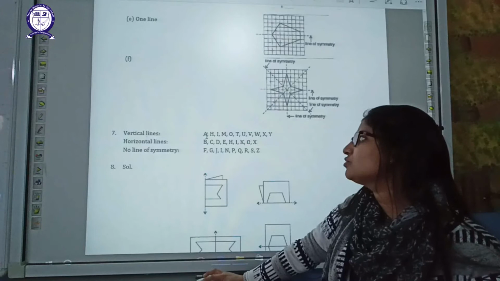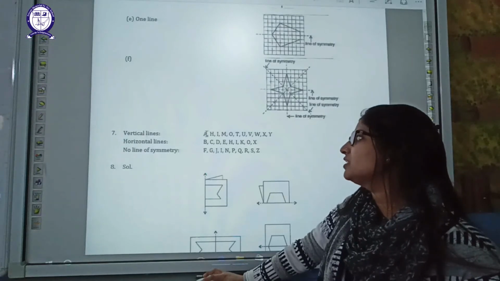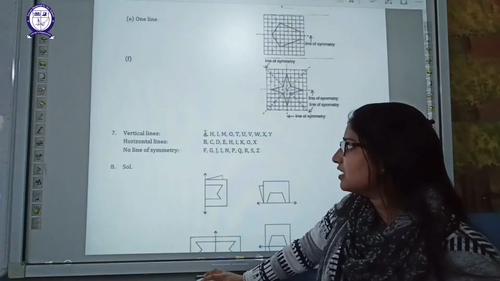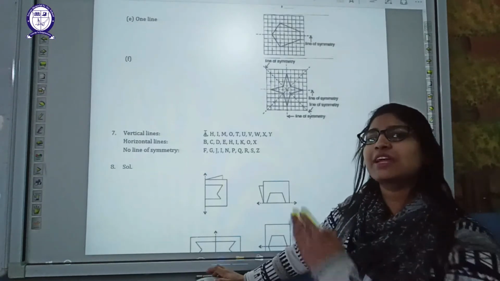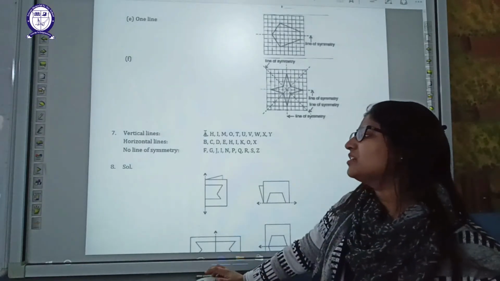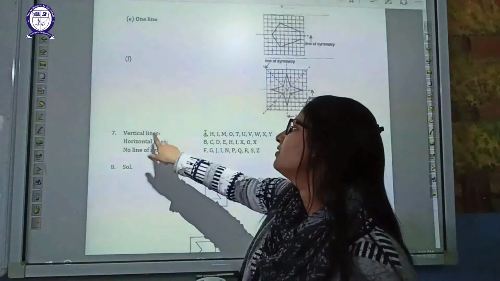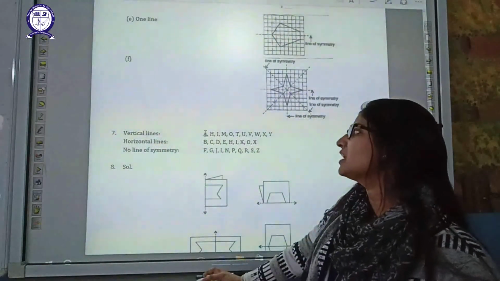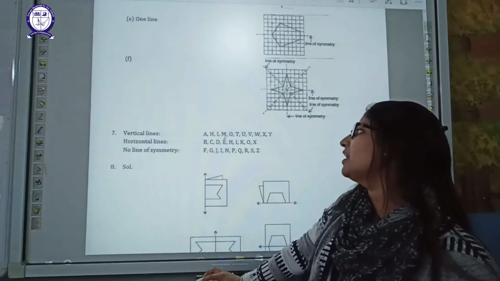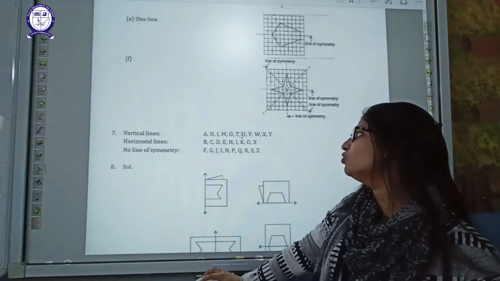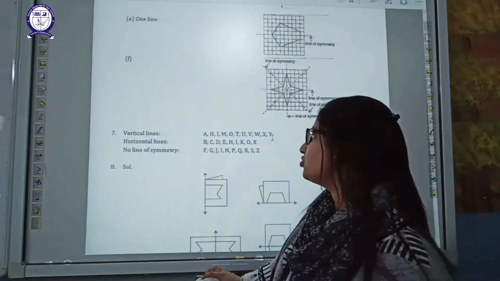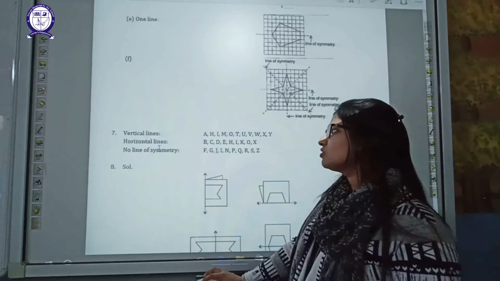In the alphabet A, students, you can draw a vertical line of symmetry like this. As you can see, this cursor is acting like a vertical line of symmetry, and this will divide the right side and the left side of the A into two equal parts, right? So the alphabet A has a vertical line of symmetry. Similarly, the alphabets H, I, M, O, P, U, V, W, X, Y all have vertical lines of symmetry. Now about the horizontal line of symmetry.